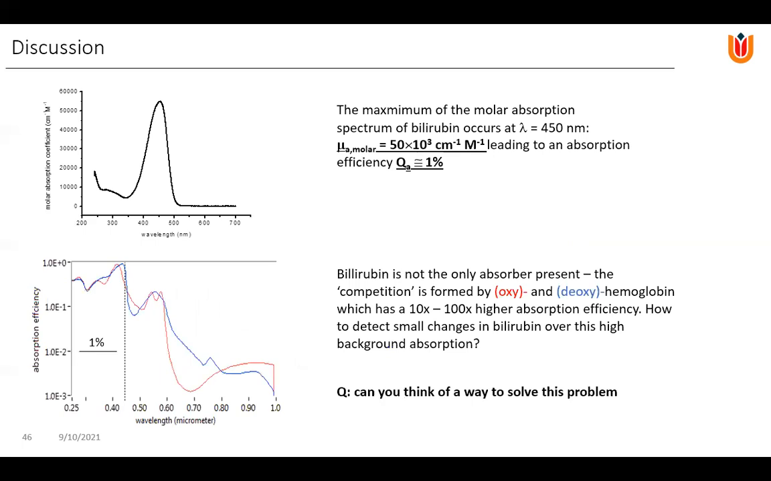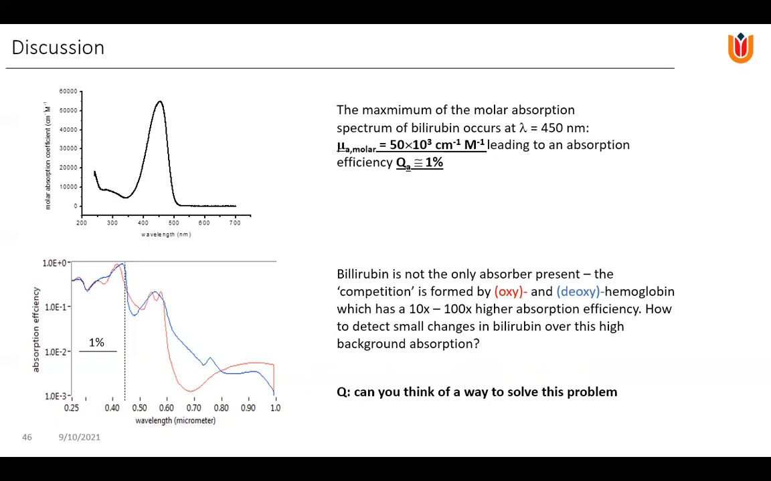So if we now look at the graph on top again, the maximum molar absorption coefficient is at about 450 nanometer. And that turns out, on the other axis, to be about 1%. If you now make the same graph for the absorption efficiency for hemoglobin, so for blood, then this is the competition. At 450 nanometer, the absorption efficiency is about 1. So if the light hits a hemoglobin molecule, it is almost definitely going to be absorbed.